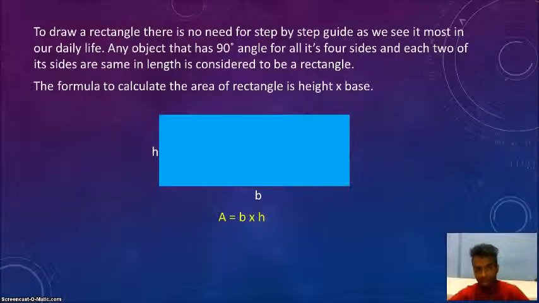To draw a rectangle, there is no need for a step-by-step guide as we see it most in our daily life. Any object that has got 90 degree angles for all its 4 corners and each 2 of its sides are the same in length is considered to be a rectangle. The formula to calculate the area of a rectangle is height times base.